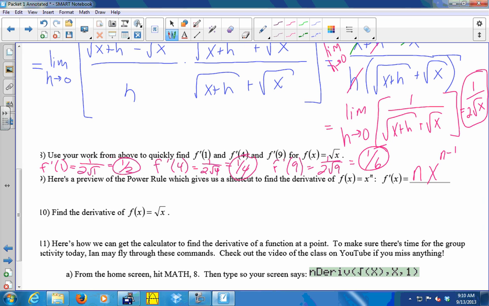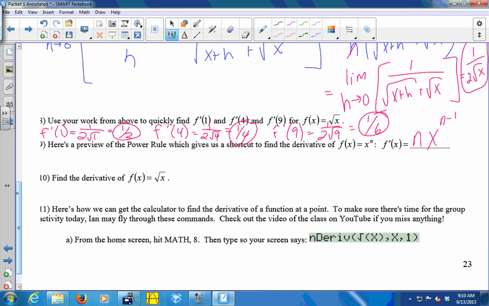So let's use the power rule to find the derivative of square root x, which we already found the long way, right, using the definition. So I would have to write f of x as x to the 1/2, right, to use the power rule. And that means that f prime of x would be 1/2 x to the what?